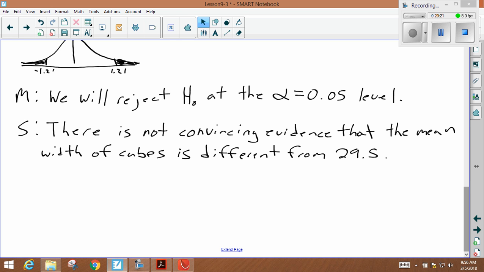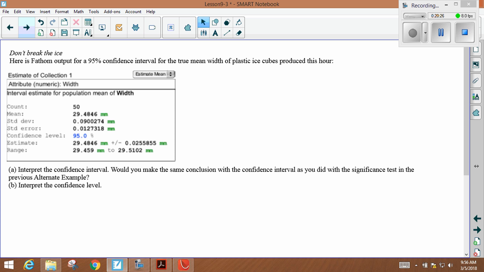Fantastic, and I believe I jumped the gun. And that's what our next one is looking at. So we got the Fathom output for the true mean width. And they wanted us to interpret a confidence interval, which we actually created. And we actually did this in the last example. I think I studied my notes on Friday and just jumbled them all together. So that's all right. We did it. So we didn't interpret the confidence level. Oh, the confidence level. We did not do that.